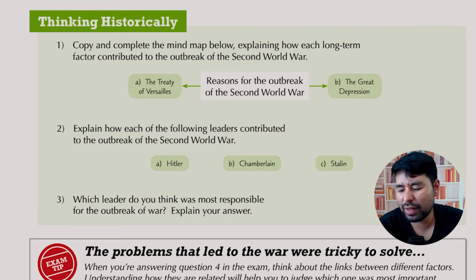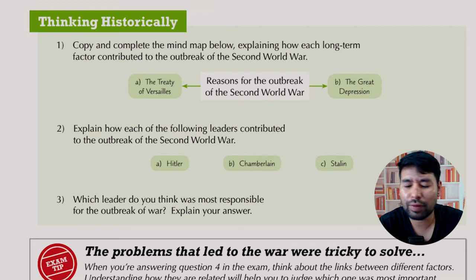Remember that we had 2, right? A, the Treaty of Versailles. So what was the contribution, or what were the contributions of this first reason, this first long-term factor here, yeah, the Treaty of Versailles to the beginning of the Second World War.